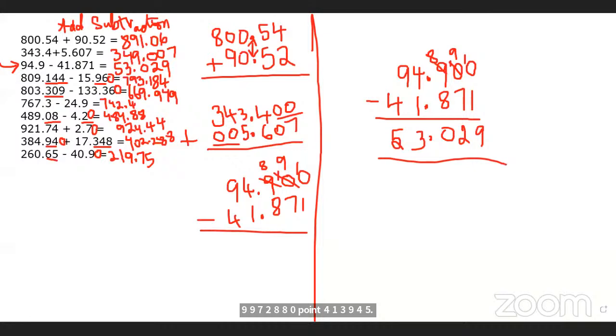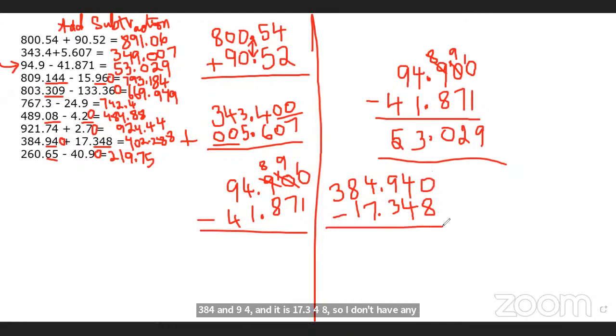Question number 9. Okay, fine, sure. Question number 9. 384.94, and it is 17.348. So I don't have any number, write a 0, and it's a subtraction. So take it out. This is 3 and this is 10. 10 minus 8, 2. 3 is already smaller than 4.